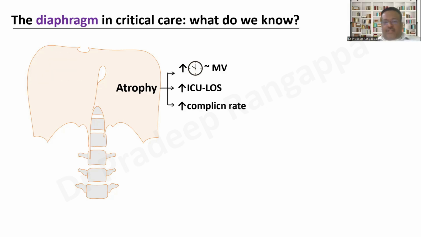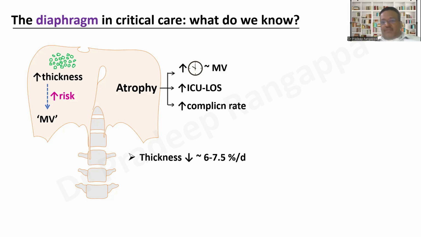On the same note, as intensivists, because of our over-resuscitation, positive fluid status, positive fluid balance, there's a lot of edema that can happen in the diaphragm, and the opposite also can happen where diaphragm thickness can increase. And this thickness would increase the concomitant risk, especially in mechanically ventilated patients. So on one end, you can have atrophy because of disuse. On the other end, you could have swelling or edema that also leads to dysfunction of the diaphragm and leads to complications. So this is a well established fact.